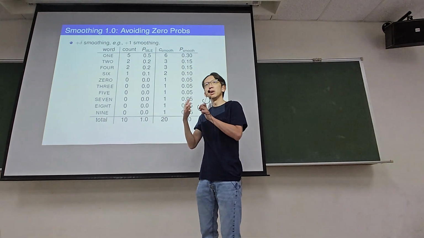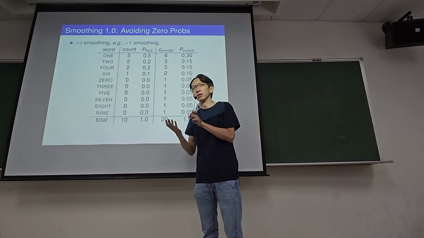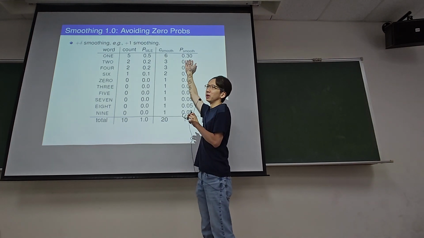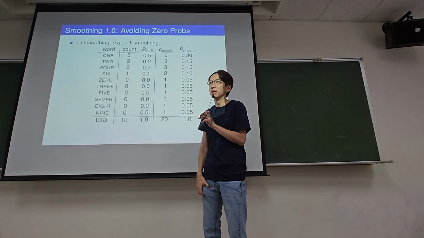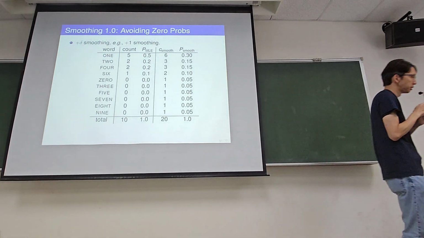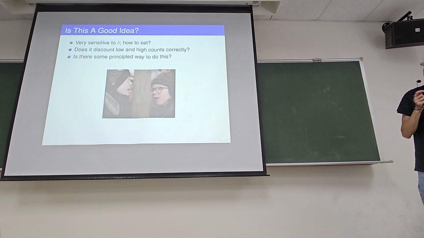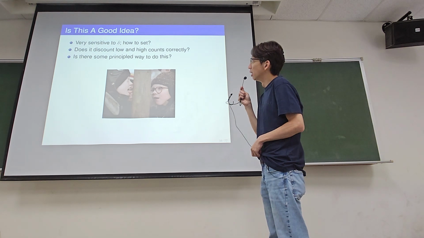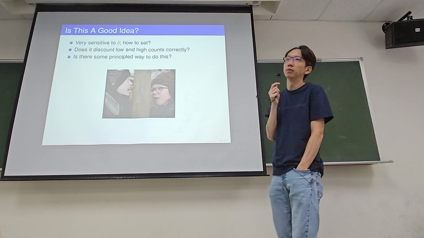Because when we do MLE, we assume it works well because the thing you have seen a lot should give you a good estimate. The thing you don't see a lot, that's the probability that needs a good estimate. But now you actually take away the part where you're actually seeing a lot. Maybe 50% is not a bad number, but we now drop it to 30 just because of this add 1 smoothing. So this add 1 smoothing is okay, but it's not very good. It's very sensitive to how much you add. Does it discount low and high counts correctly? Is there a more principled way of doing this?